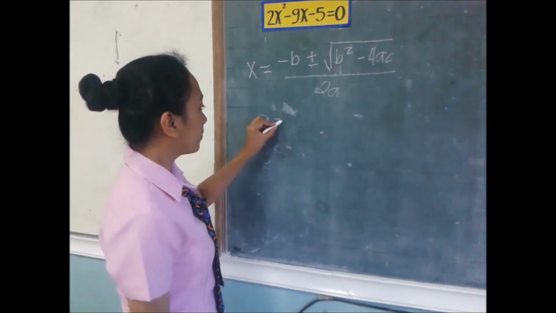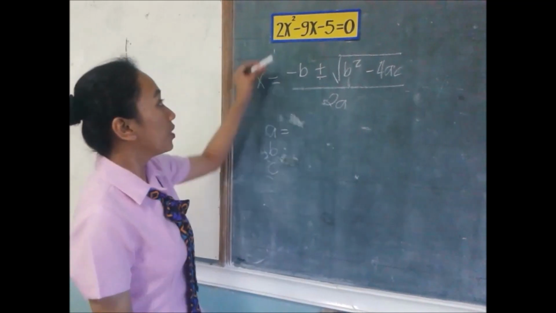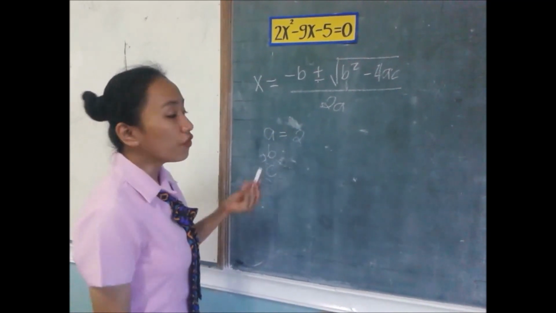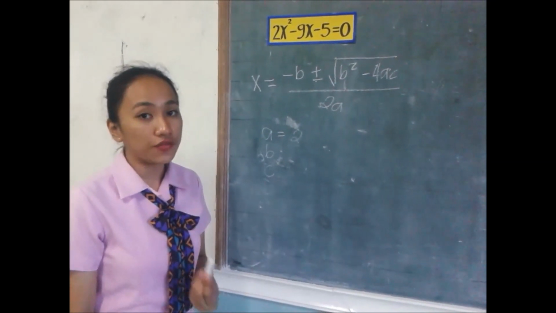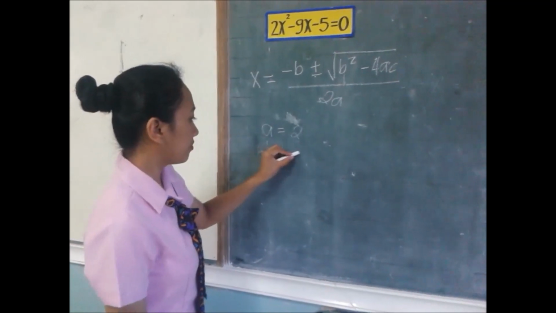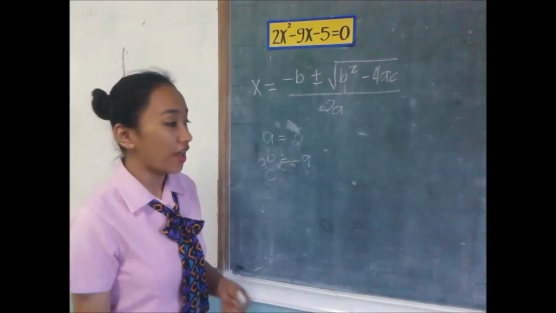A is the numerical coefficient of the first term, which is 2. The value of b is the numerical coefficient of the second term, which is negative 9. And our constant is equal to negative 5.